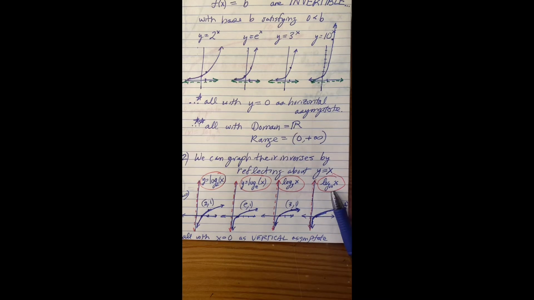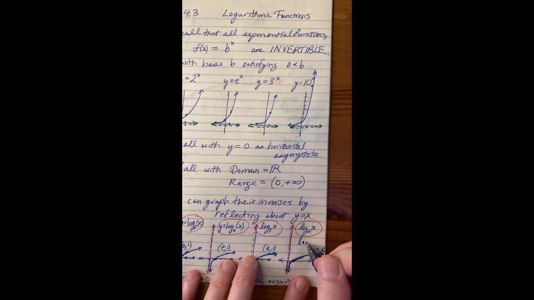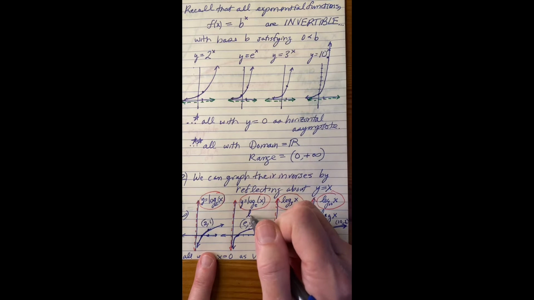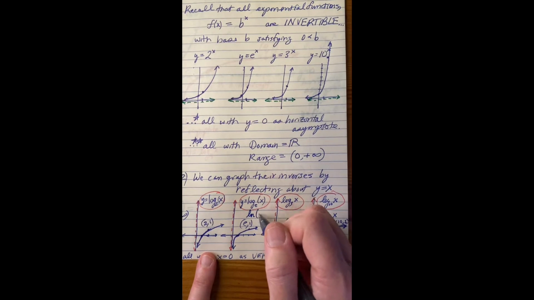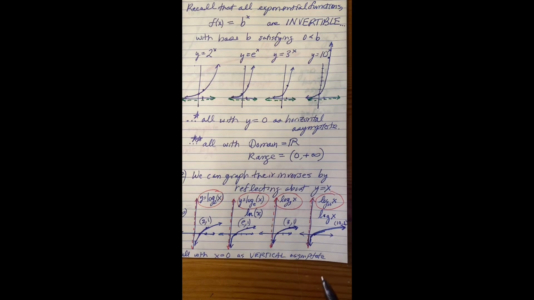Remember that log base 10 just gets called the log. This is just the log of x, and the log base e gets called the ln for the natural log. Okay, so apart from those nicknames, there's nothing new here. The inverse relations of these functions are actually functions. They pass a vertical line test, and now they all have a vertical asymptote, x equal to 0.